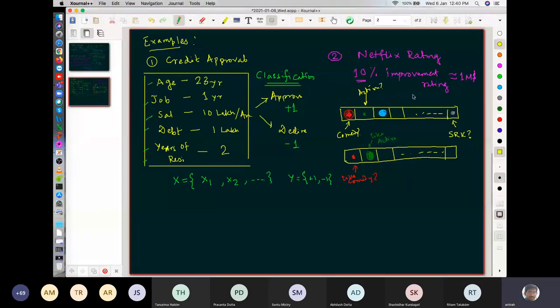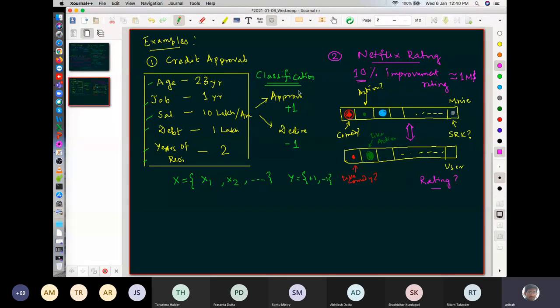So what I want to say here is that these are the attributes of the movie and these are the attributes of the user. And if you look at the Netflix rating problem, what you are trying to do is correlate between them to find your ultimate goal, which is the rating of the movie.